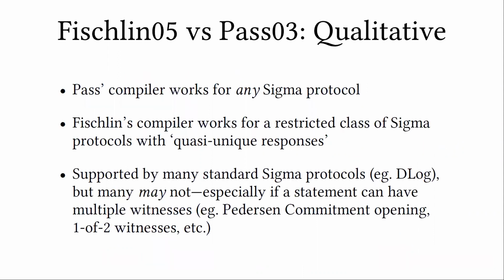That's the quantitative part. And now let's look at the qualitative aspect of it. So Pass's compiler is shown to work for any Sigma protocol. Fischlin's compiler, on the other hand, the security proof relies on this property called quasi-unique responses. Many standard Sigma protocols do support this. Think of proof of knowledge of discrete log, for example, but there are many other interesting ones that don't, like proof of knowledge of Pedersen commitment opening and proving knowledge of one of two witnesses and so on.